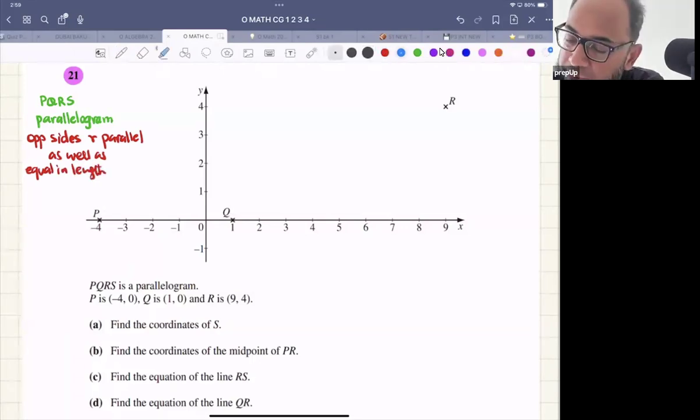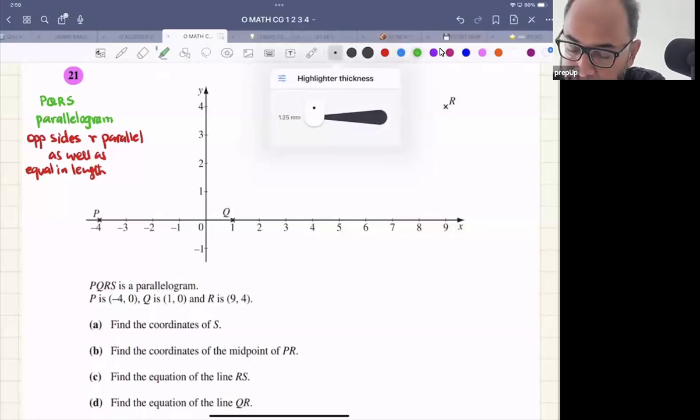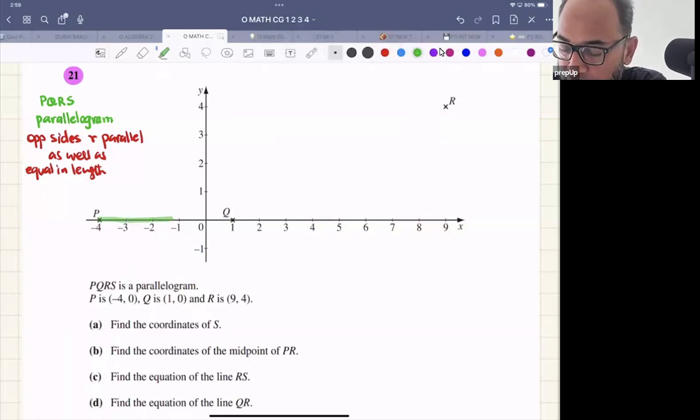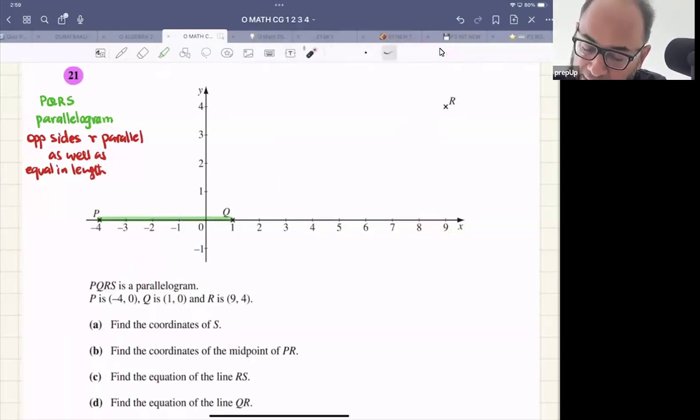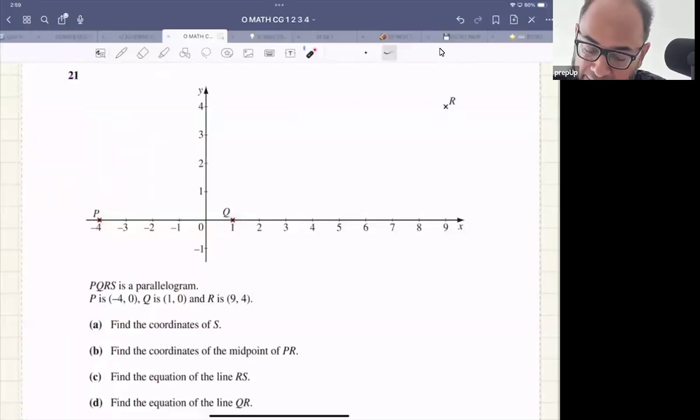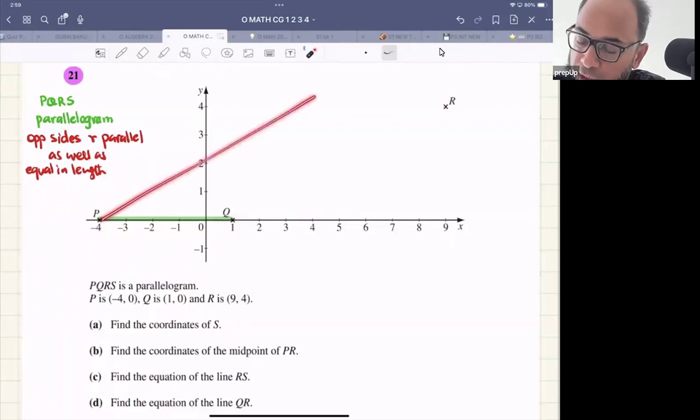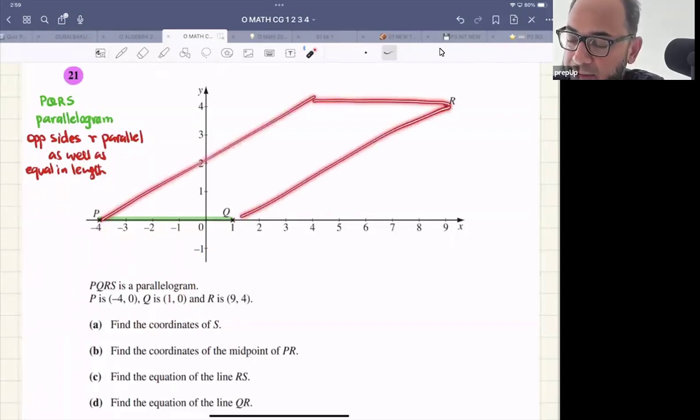Now let me draw a line over here. This green line, let me make it a bit thicker. So from P to Q, this goes like this. What is the length of this line? 1, 2, 3, 4, 5 units. Now there is P, there is Q, there is R, that means S should be like this. So therefore PQRS should be like this. It has to be in a perfect order.